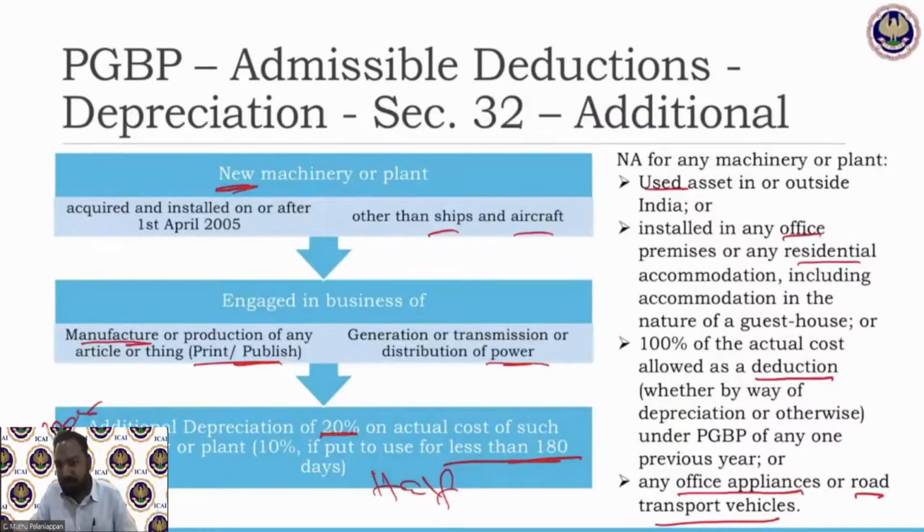So additional depreciation is not allowed on any assets installed in office premises or residential accommodation. It is also not allowed for office appliances and road transport vehicles. It is also not allowed for used assets, second-hand assets. It is also not allowed for assets which have already claimed 100% deduction. So these are the 6 situations where an asset cannot claim additional depreciation. Clear? So that's what it is about.